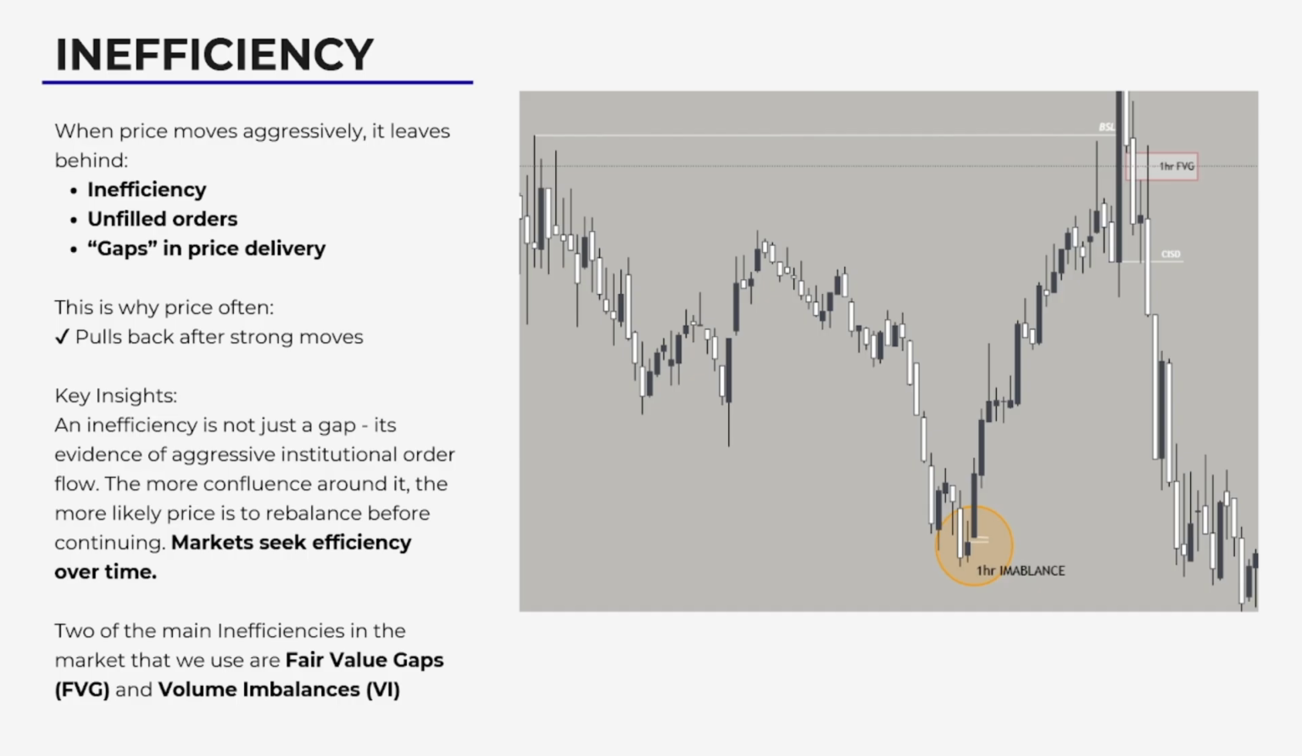Two of the main inefficiencies in the market that we use are fair value gaps and volume imbalances. So here in this image, I have where we took buy side liquidity. Even before we took buy side liquidity, there's this 1 hour imbalance that we're talking about. Okay. When we think of an imbalance, right, we think of price. In this case, price put in a strong side of buyers, which left behind a gap between that candle closure and that next candle open. That is the imbalance that we're talking about.